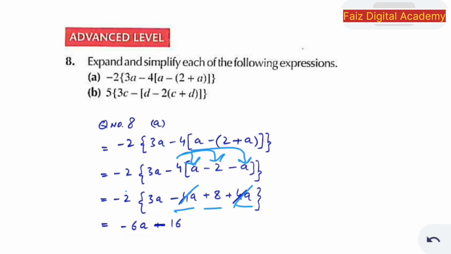And after cancelling them, we multiply this minus 2 with 3a, answer is minus 6a, and then this minus 2 is multiplied with 8, the answer is 16. Plus minus is minus, so the answer is minus 6a minus 16.